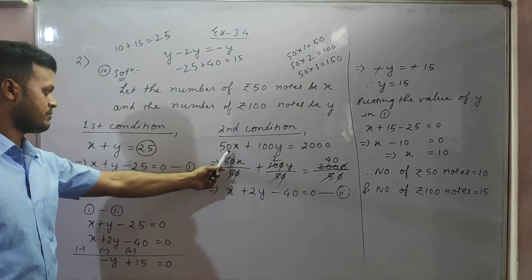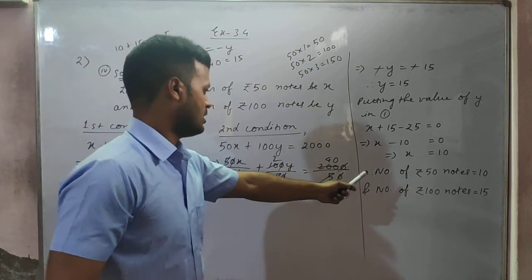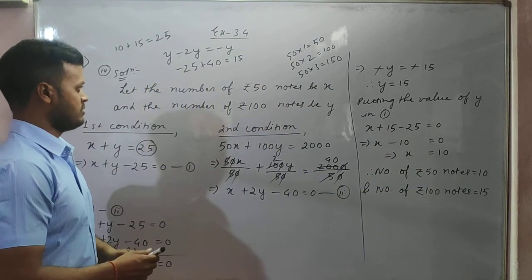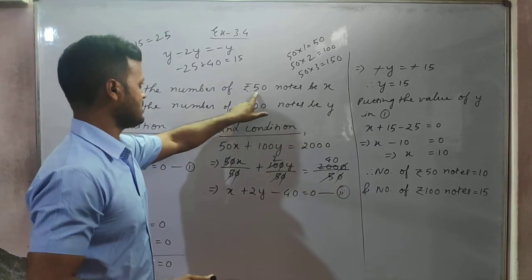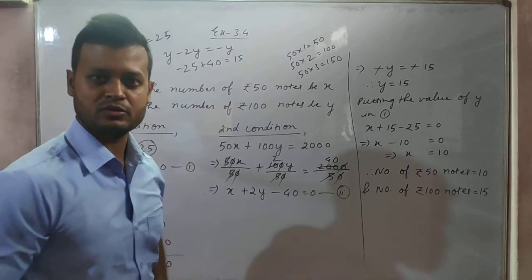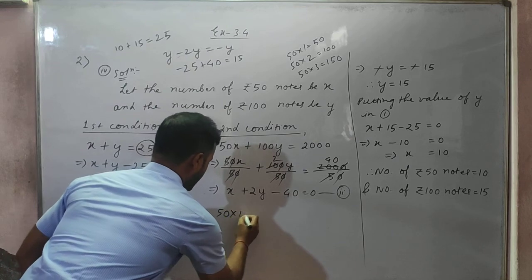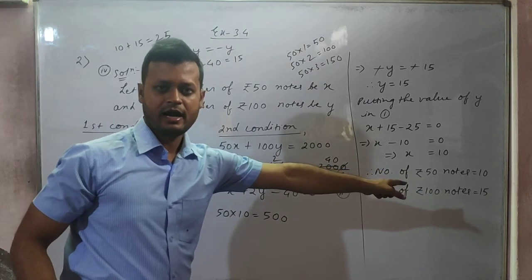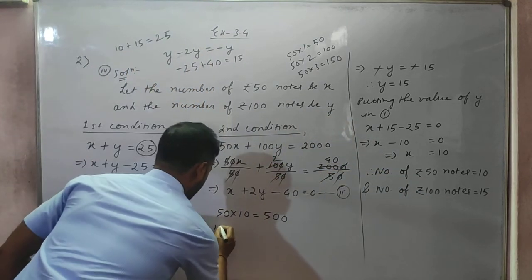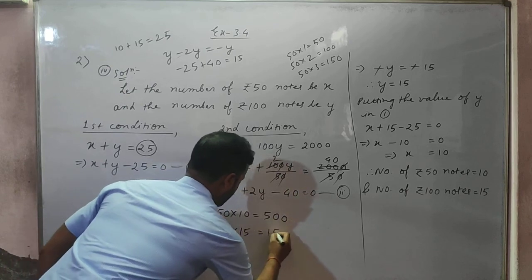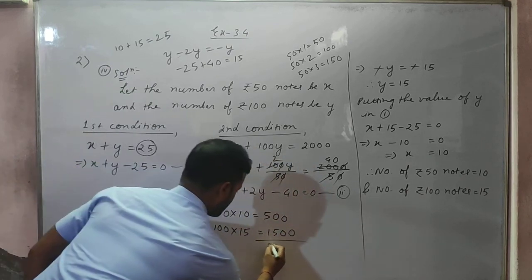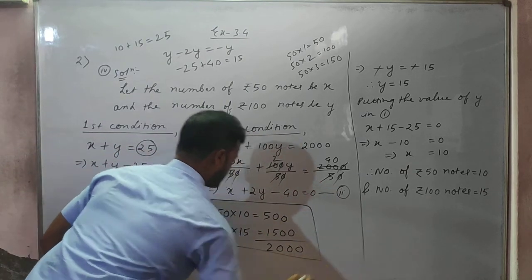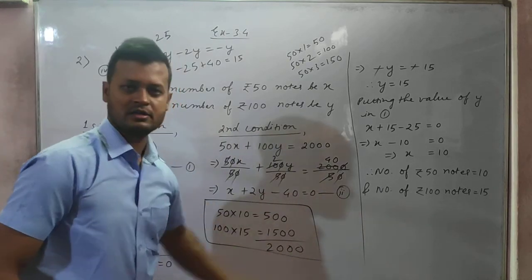And here also you can calculate 50. Your 50 rupees notes are 10, so 50 into 10 will be 500. And how many 100 rupees notes are there? 15. So 100 into 15 will become 1500. So 500 plus 1500 became 2000. Understood all of you? Became 2000. That's why here 2000.